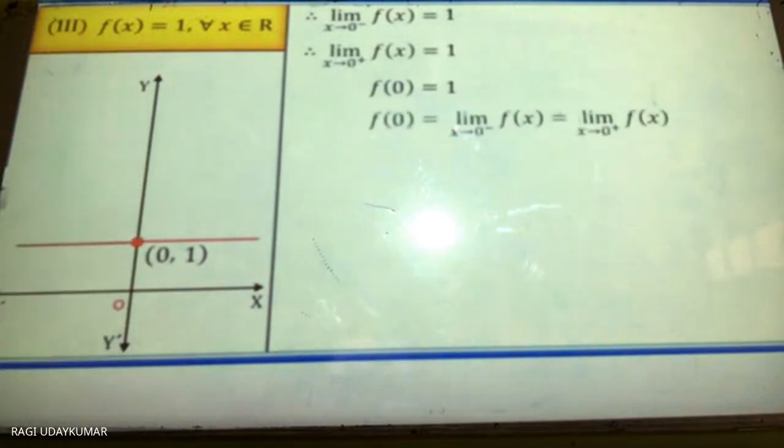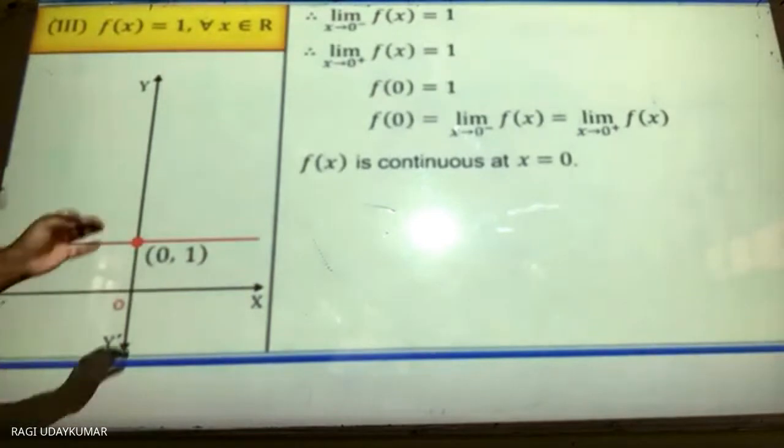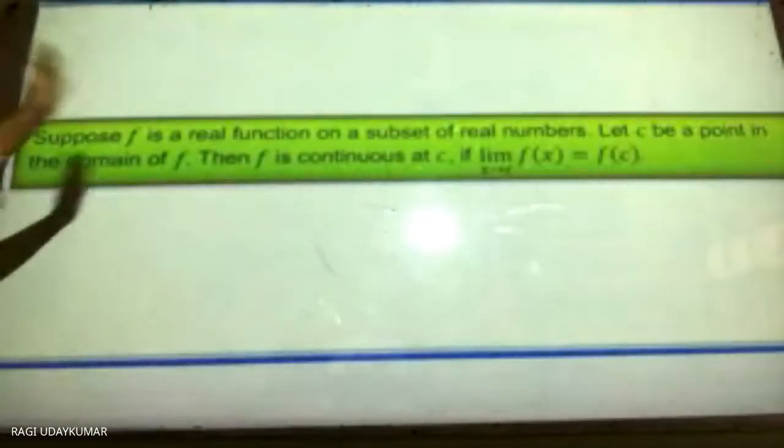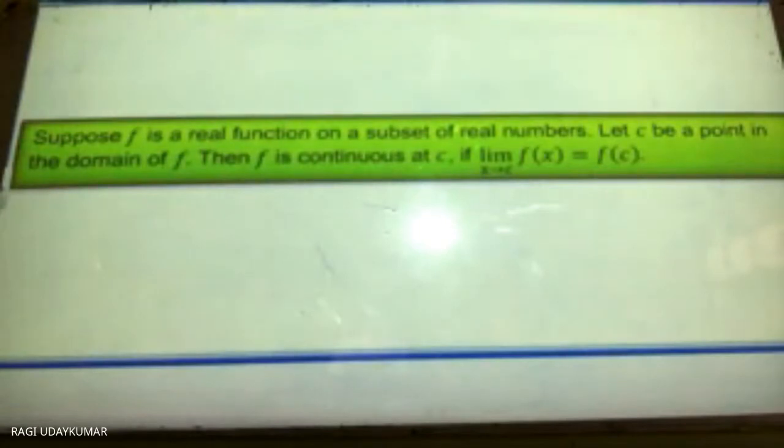What type of function is it called? Types of functions. Which type of function is this? Because this is a continuous function at a particular point. It is a constant function, because for all real numbers x, it is equal to 1, it is given.